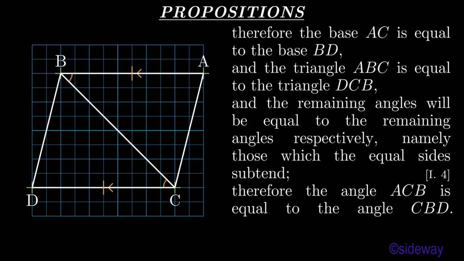Therefore, the base AC is equal to the base BD, and the triangle ABC is equal to the triangle DCB, and the remaining angles will be equal to the remaining angles respectively, namely, those which the equal sides subtend, by Book 1, Proposition 4. Therefore, the angle ACB is equal to the angle CBD.